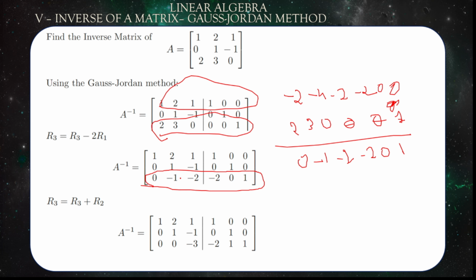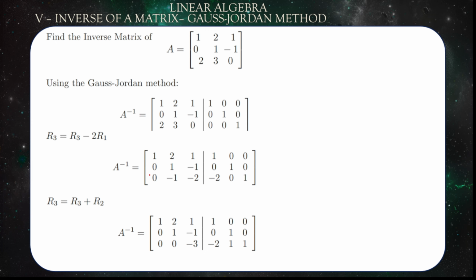Now, after that, I need to get rid of this value here to make it 0, so that we can start seeing the actual identity on the left. So how to get rid of this value over here? We simply add row 3 with row 2. So R3 is equal to R3 plus R2. So this is what we have. We have 0, minus 1, this is R3.